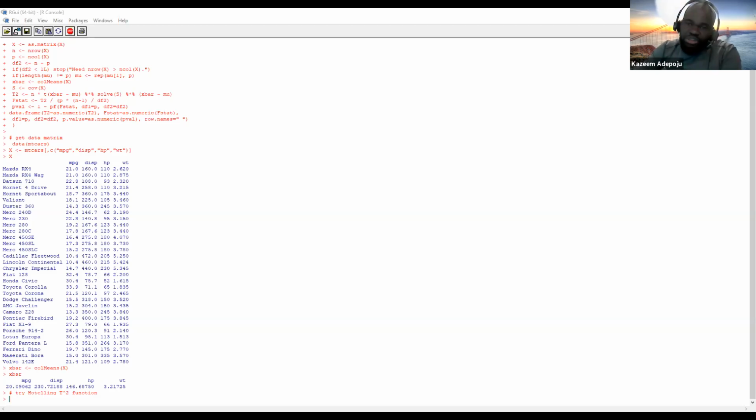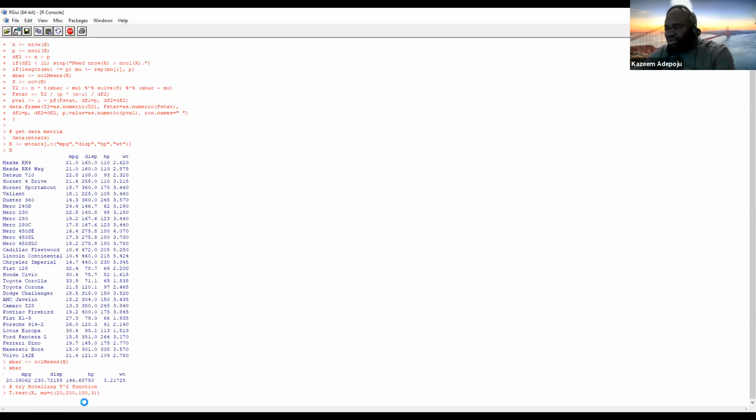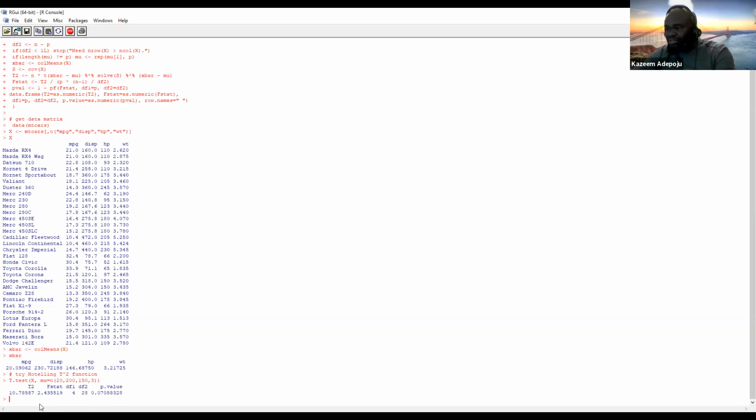What I just need to specify is the vector of hypothesized values of means. You're going to see that right now. I'm going to copy that now. Can you see what I copied? So the test is going to be the test of x, where x is going to be your data, then the hypothesized value of mu. Then I'm going to click enter. Oh, it's running right now. Let's see what it's going to give.